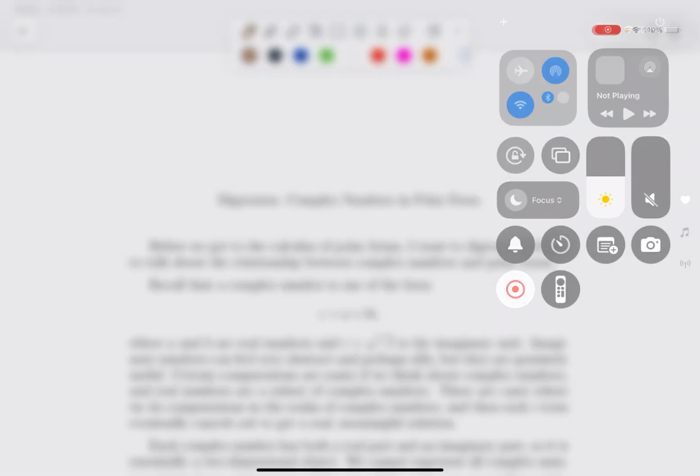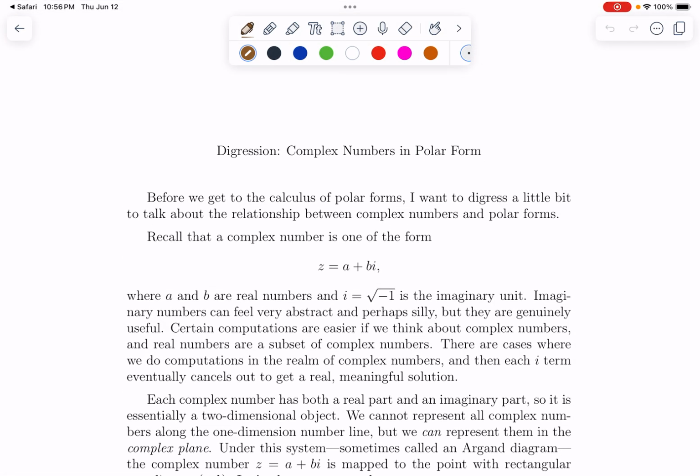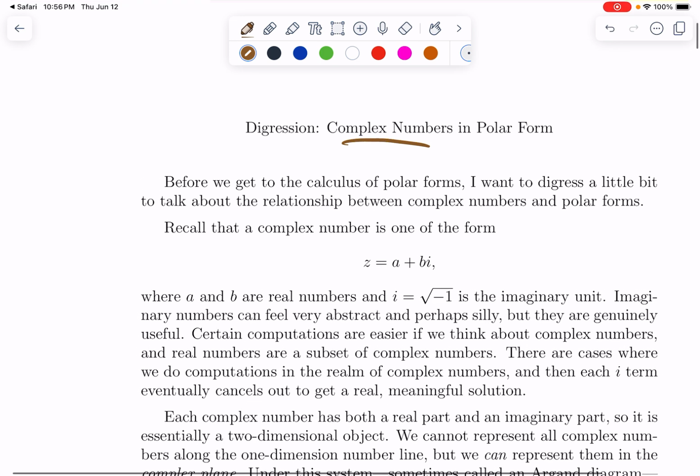Hello, in this video I'll be beginning to talk about another perspective on polar coordinates as they relate to complex numbers. So first of all, let's just remind ourselves, a complex number is one of the form a plus bi, where i is this imaginary unit, which is the square root of -1. So we introduce the square root of -1, and then we create a whole new realm of numbers once we use that in conjunction with real numbers.